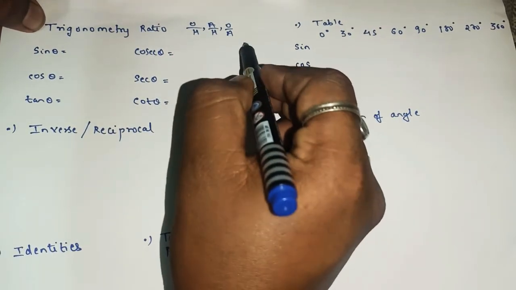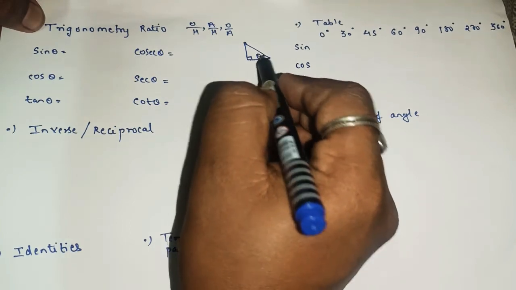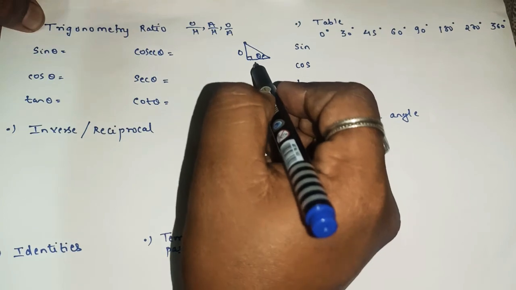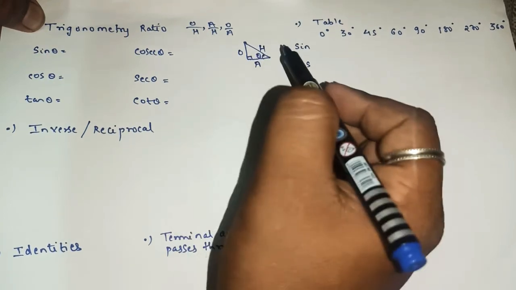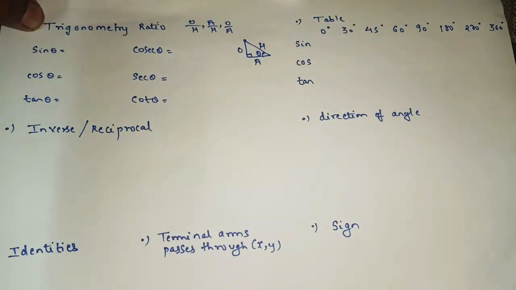Suppose this is a right angle triangle where we'll consider this angle as theta. So this will be opposite, this will be adjacent, and this will be hypotenuse, as the hypotenuse is opposite the 90 degree angle.